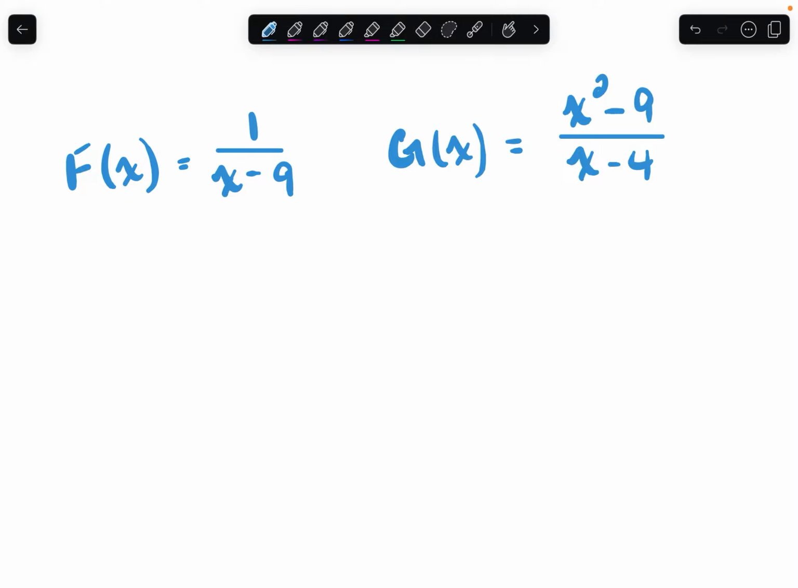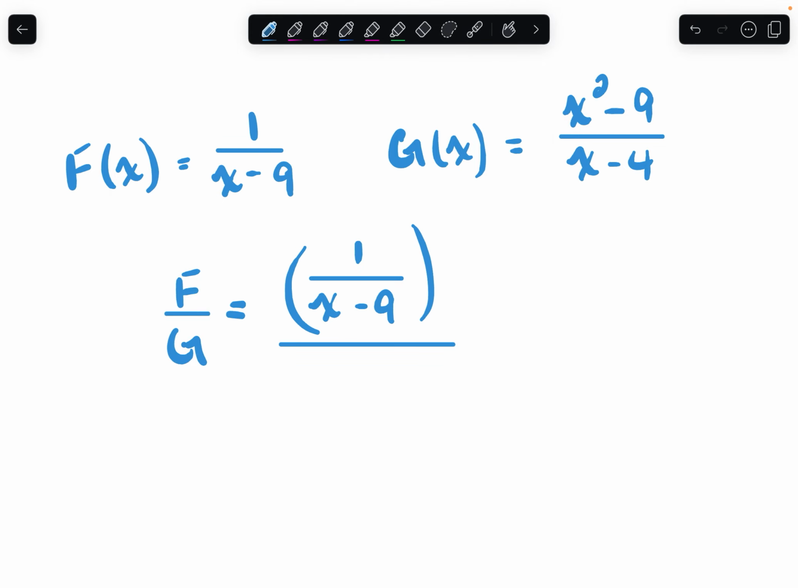All right, so for this problem, these are the two functions you are given, and then it's asking for the domain of f divided by g. So to get the domain of f divided by g, first thing we need to do is get this function set up. So the function f divided by g is going to be, I'm going to go get f, which is 1 over x minus 9.